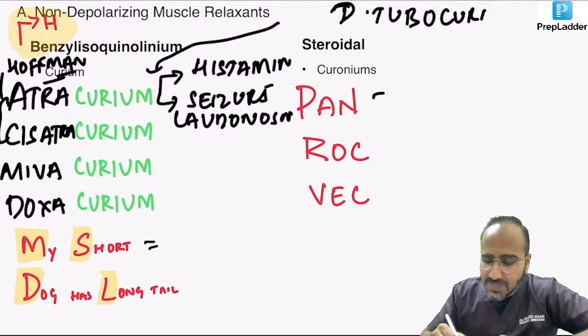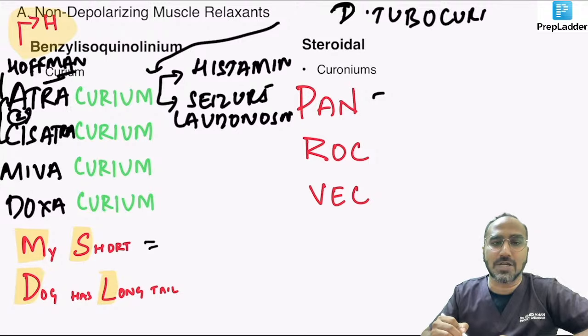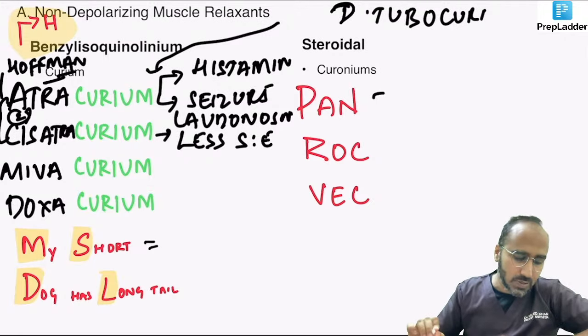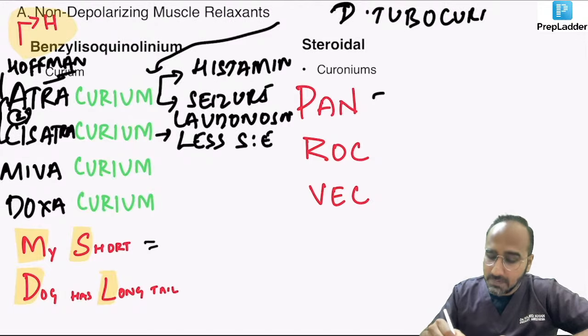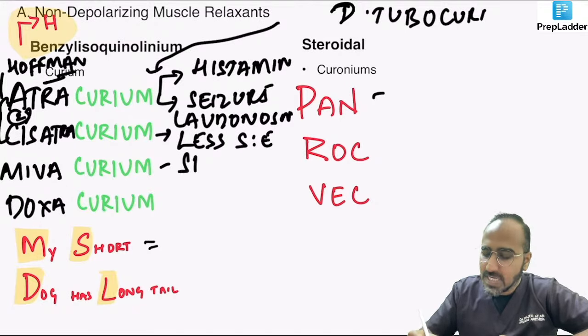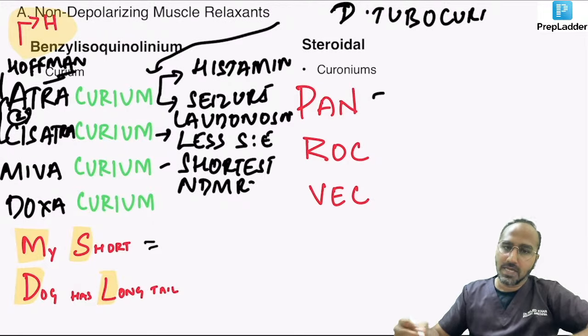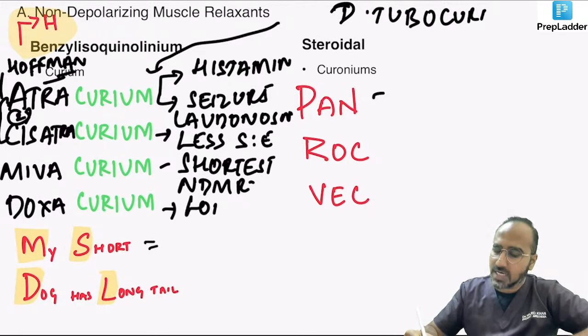Then came the next muscle relaxant into the market, that is cisatracurium. When it came into the market, it was regarded as the best muscle relaxant. Why? Because it was undergoing Hofmann degradation. Apart from that, it was having less side effects compared to atracurium. Okay. Next came what? Mivacurium. Mivacurium is regarded as the shortest acting non-depolarizing muscle relaxant. Next came doxacurium, which is regarded as the longest acting.